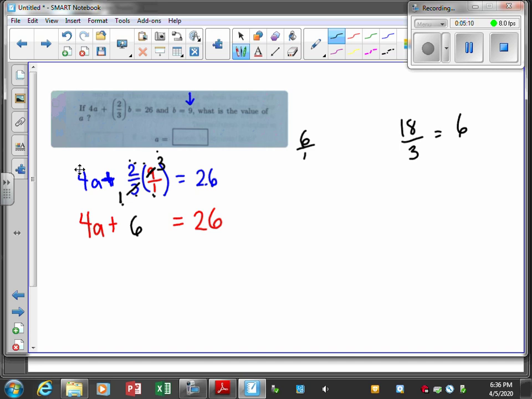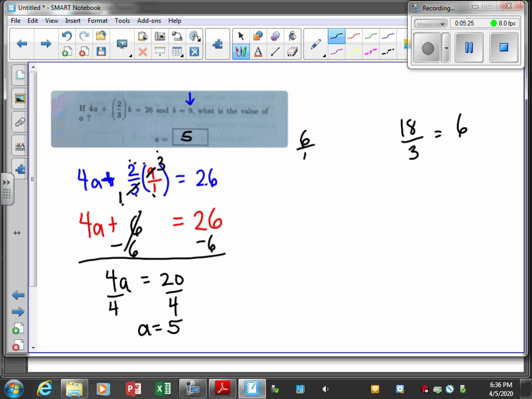Now we're solving the equation. Subtract 6 from both sides. I'm going to have 4A is equal to 20. Divide both sides by 4. A is equal to 5. So you want to come up here and plug in 5.